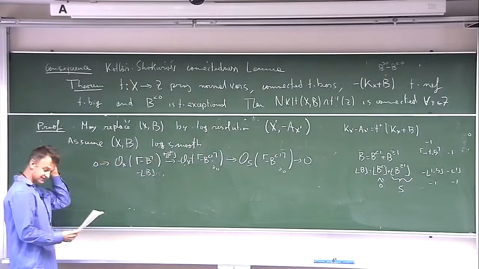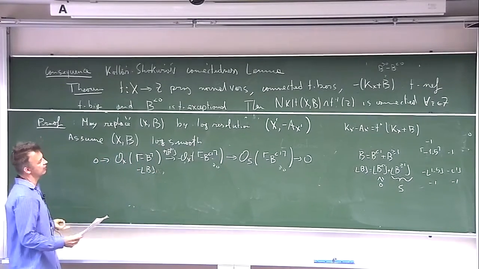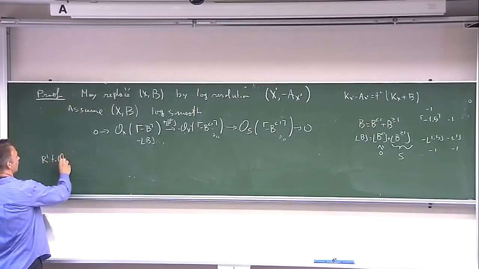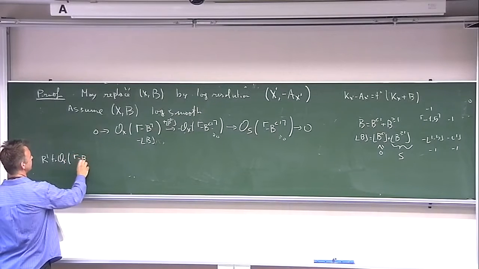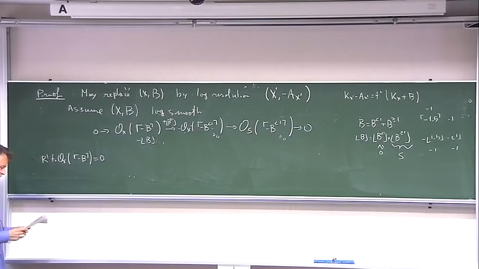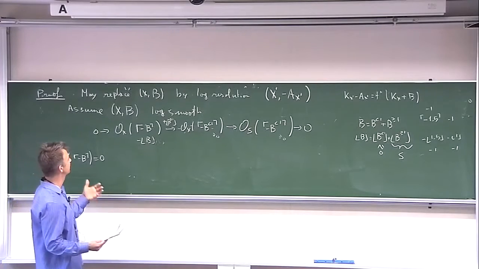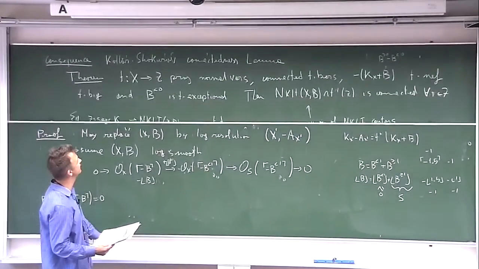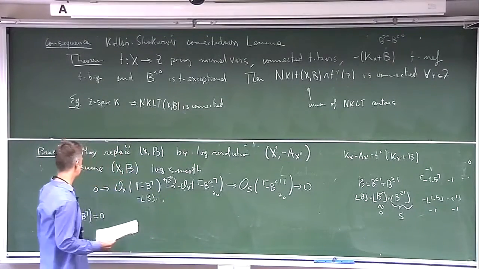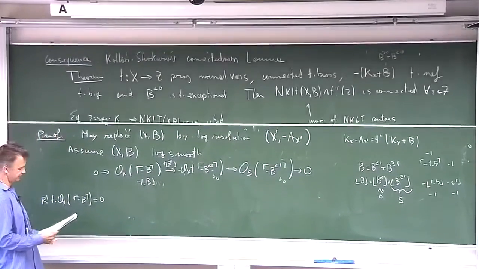OK, now that you have this exact sequence, you're ready to read off the whole thing. So the claim is that R1 f low star of O_X of minus B is equal to 0. So why is that? We're supposed to apply Kawamata-Viehweg vanishing. So I'm supposed to view this as something KLT plus something FNF and F big. The FNF and F big thing has to be, where did I write it? Has to be my minus K_X plus B, right? So the minus K_X plus B will have to play a role.